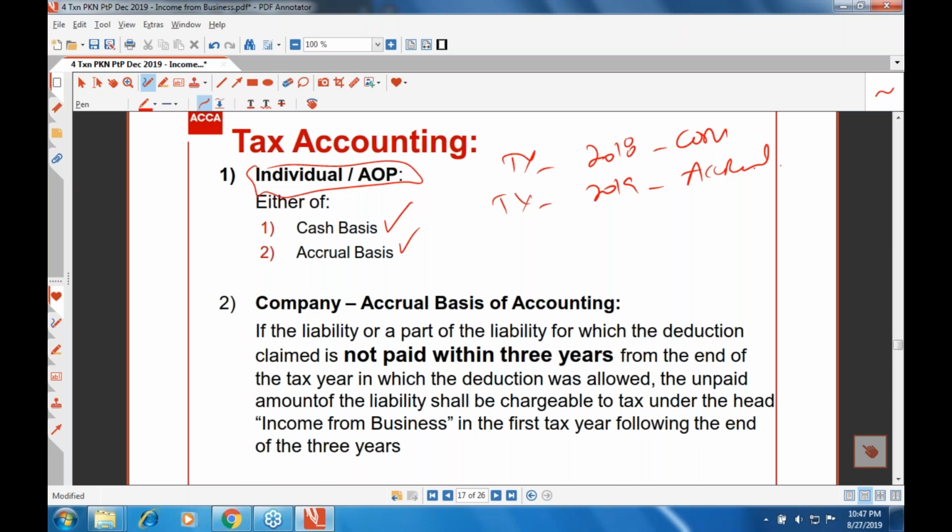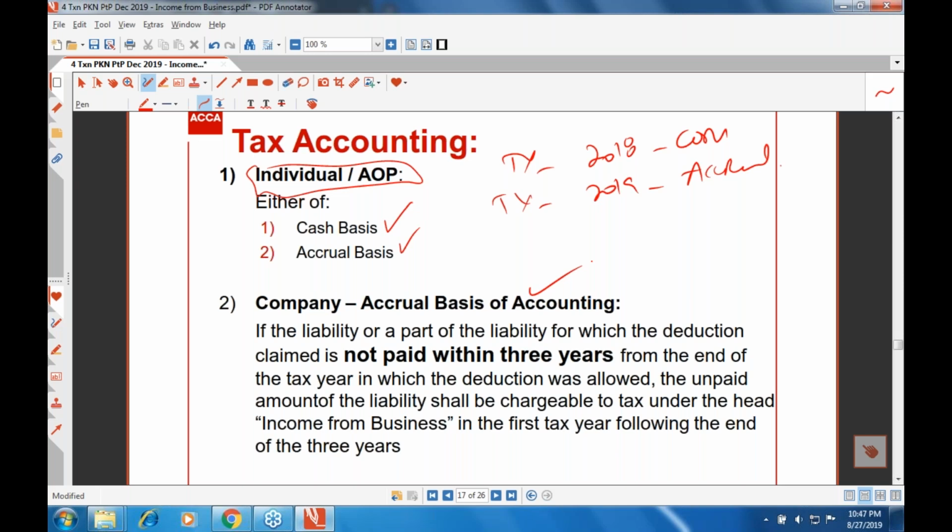Now what next is there? For the company, the accrual basis of accounting is mandatory. Now what exactly do you mean by this? As a company, you don't have a choice. You have to follow accrual basis.